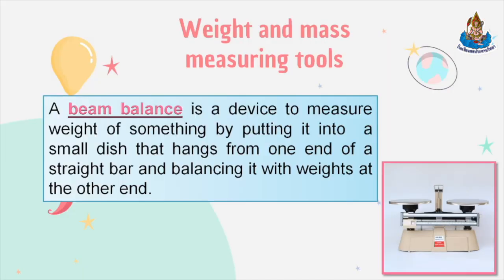Next, beam balance. A beam balance is a device to measure weight of something by putting it into a small dish that hangs from one end of a straight bar and balancing it with weights at the other end. So how does this work? I will show you two types of this one. So this is one style, and we also have another style of beam balance. I'll show you this video.